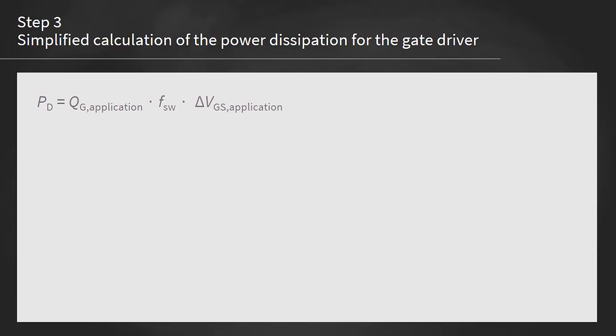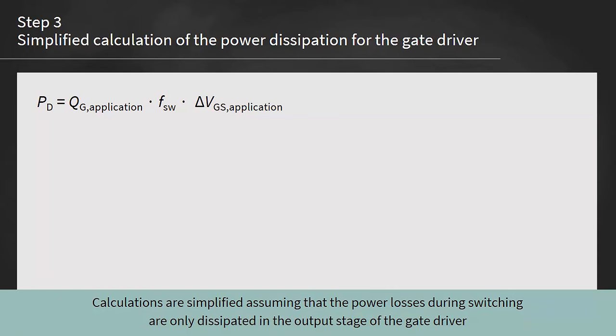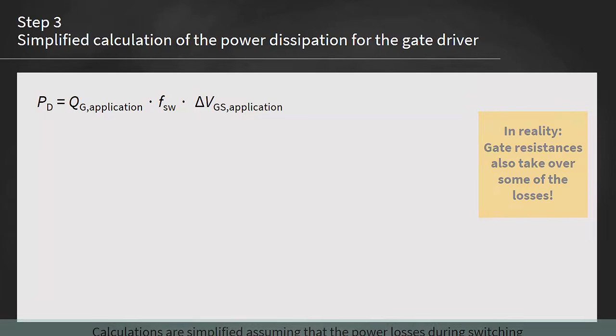At this point, the power dissipation, PD, can be calculated. Note that the calculations shown are simplified, assuming that the power losses during switching are only dissipated in the output stage of the gate driver. This is not the case in reality, because the gate resistances also take over some of the losses. The proposed assumption is, therefore, on the safe side.